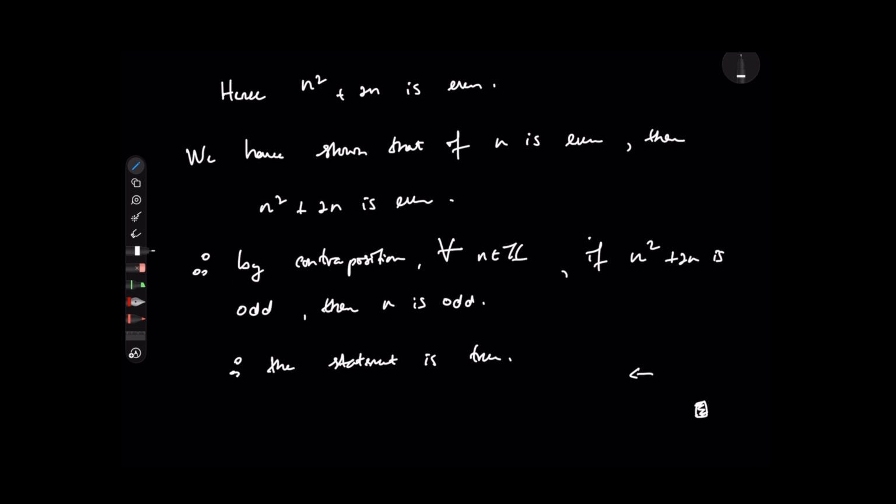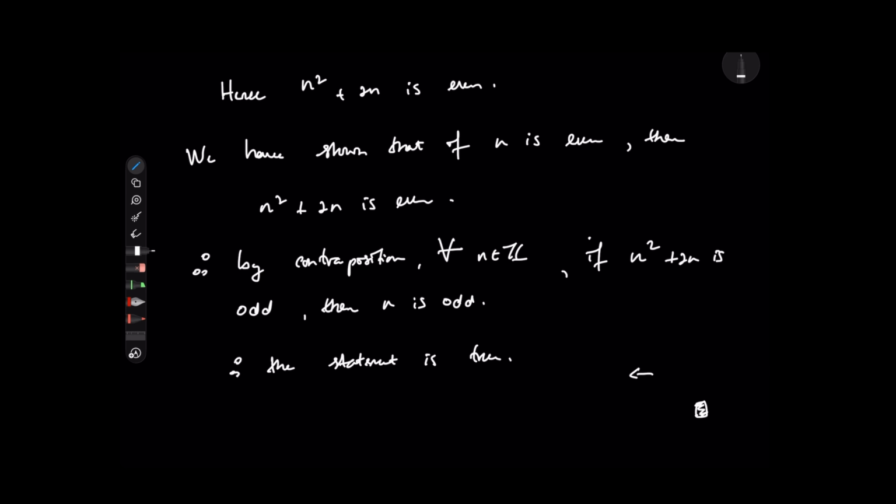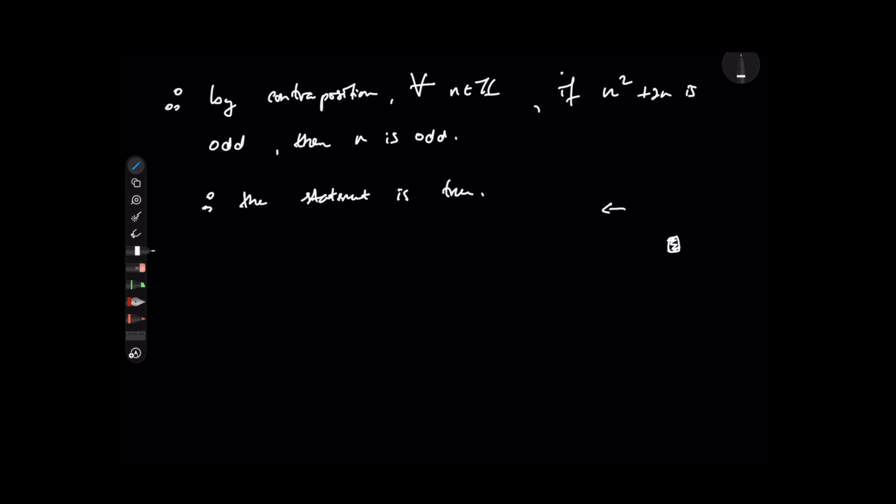All right, so moving on to question number 3 now. Question number 3, we have 2 mathematical induction proofs to do. So the first one asks us to prove that this thing here is divisible by 3 for all n greater than or equal to 1, right? So let me get some space. So question 3 now.